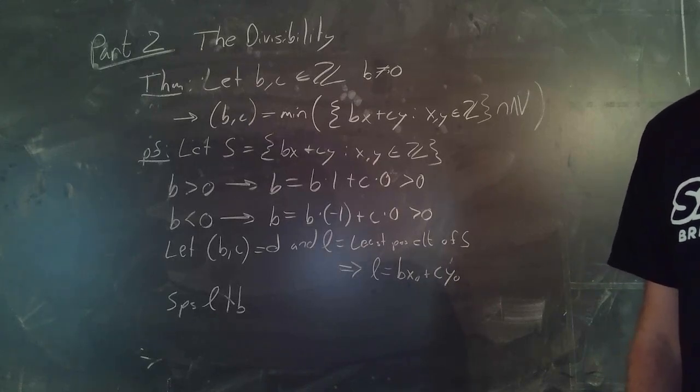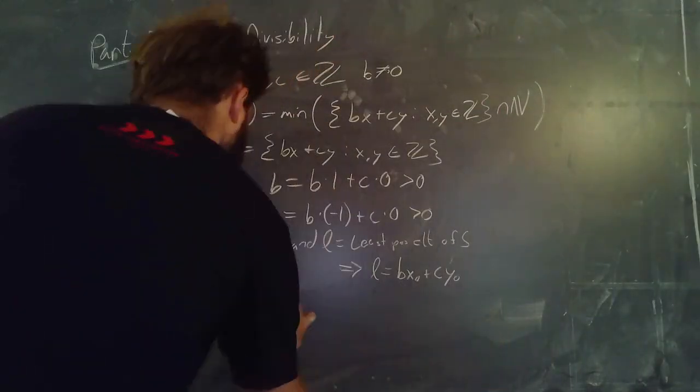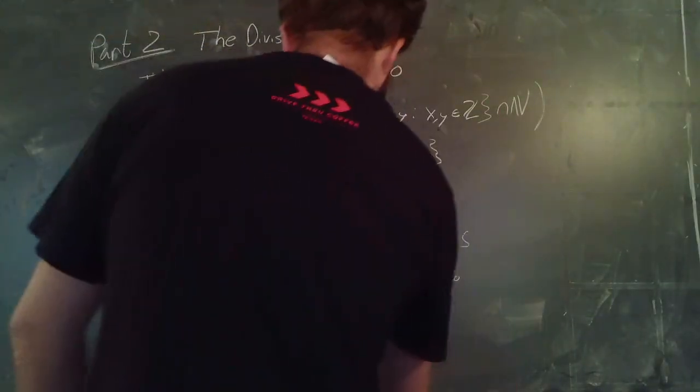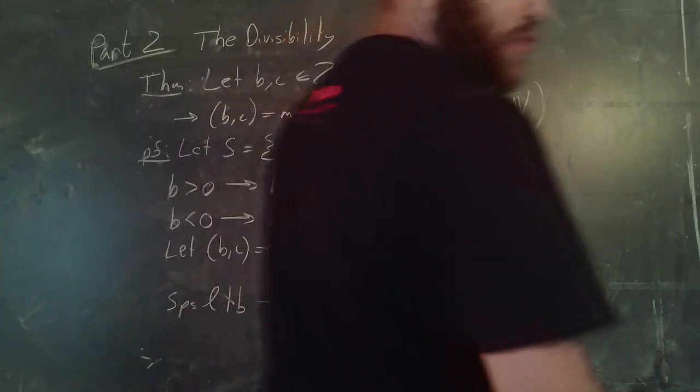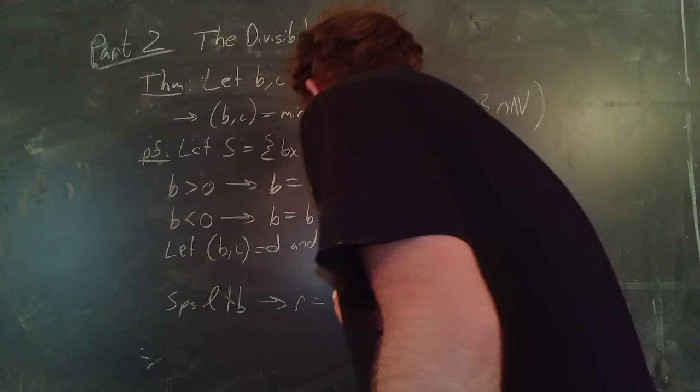Now, of course, we know that the way that we can express this remainder will be r equals b minus L times q.